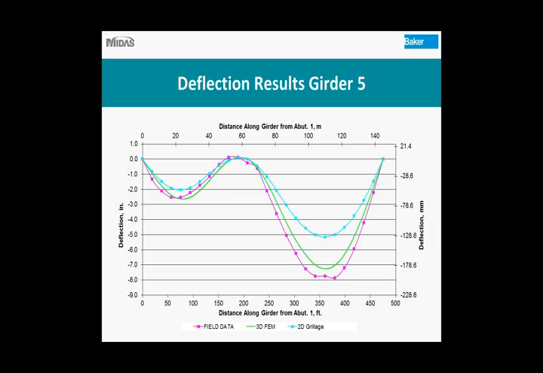Now this graph is showing the same thing, but instead of Girder 1, we're looking at Girder 5. And you can see the same results. Both the 2D and the 3D models predict the shape of the deflection well, but the 3D finite element model is predicting the actual deflections of the structure much more accurately than our grillage model.